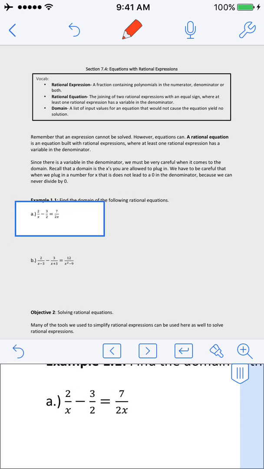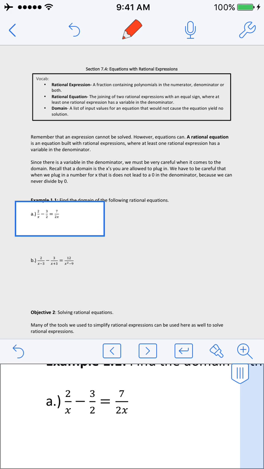So let's take a look at this one: 2 over x minus 3 halves minus 7 over 2x. Now, clearly this is a combination of 3 different rational expressions, right? You've got 2 over x, 3 halves, and 7 over 2x. 3 fractions.